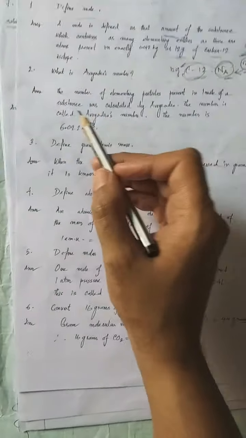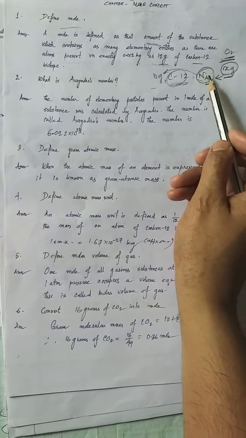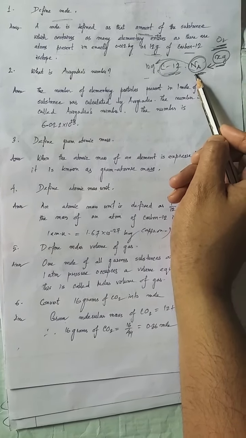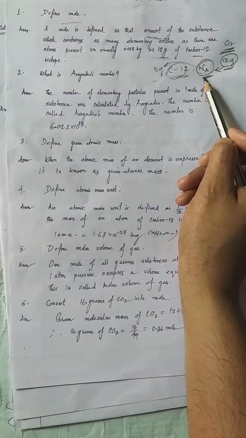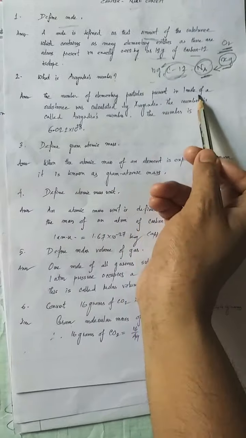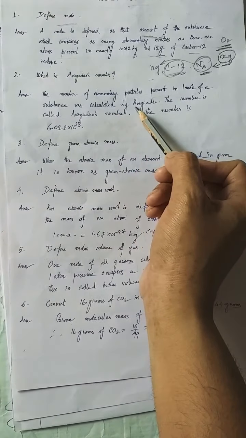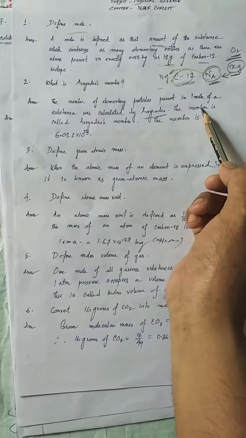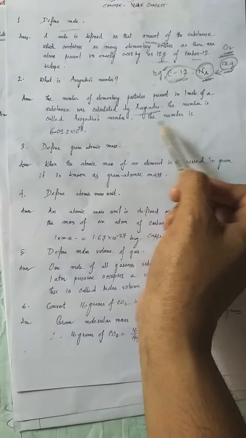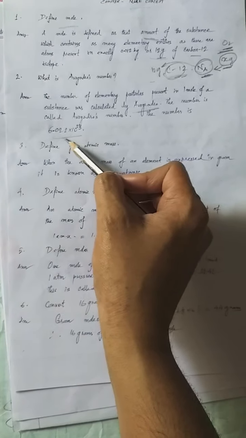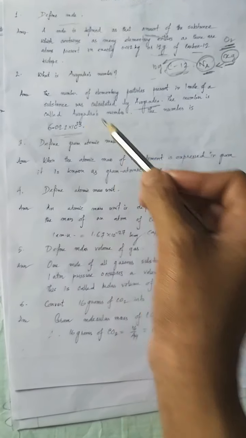Okay. Now what is Avogadro's number? This number that we have learned over here, that is the number of elementary entities present in 1 mole of that substance, that is considered as Avogadro's number. This number was first calculated by the scientist named Avogadro. This number is called Avogadro's number. The number is 6.022 into 10 to the power 23. This number you have to remember.